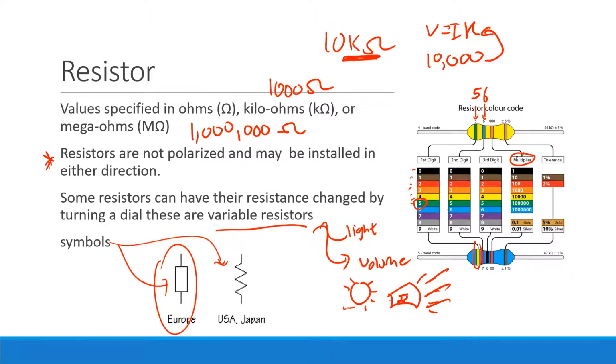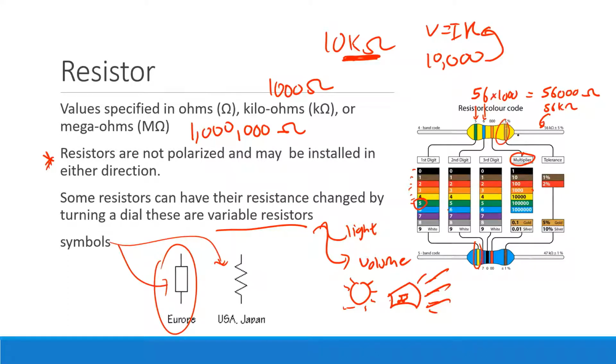Now you might say, well, how do you know it's the multiplier and not the third digit? Because I know it's the last in that list of 3. So this multiplier is orange, so that means it's going to be 1,000. So that means this resistor is 56,000 ohms or 56 kilo ohms, which is what it says here.